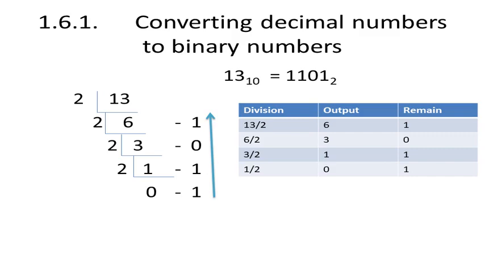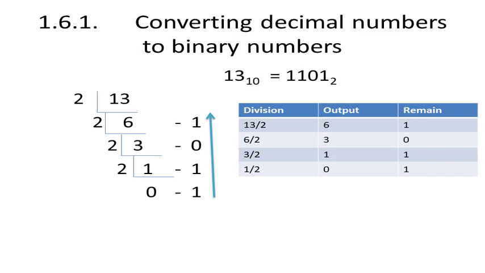Therefore, there is a small table. It explains what numbers we are dividing. 13 divided by 2, the answer is 6, and the remaining is 1. 6 divided by 2, the output is 3, remaining 0. 3 divided by 2, the output is 1 and the remainder is 1. 1 divided by 2, there will be no answer, that means there is no 2 in it, and the remaining will be 1.